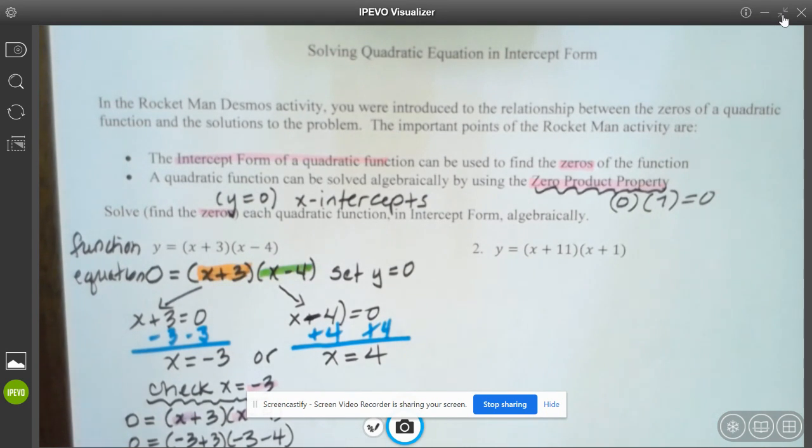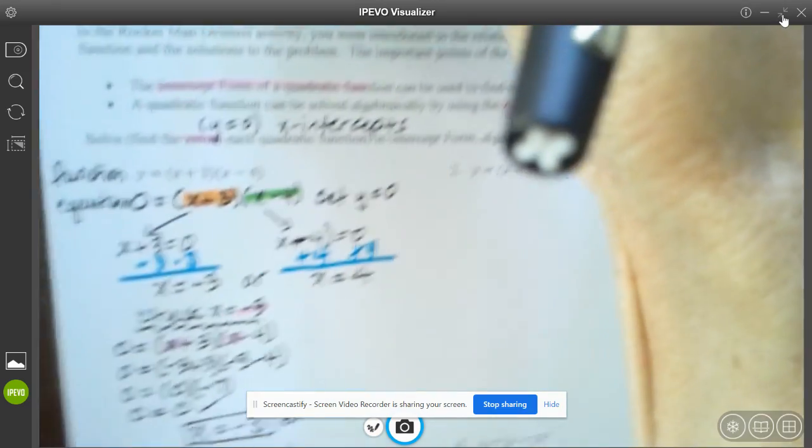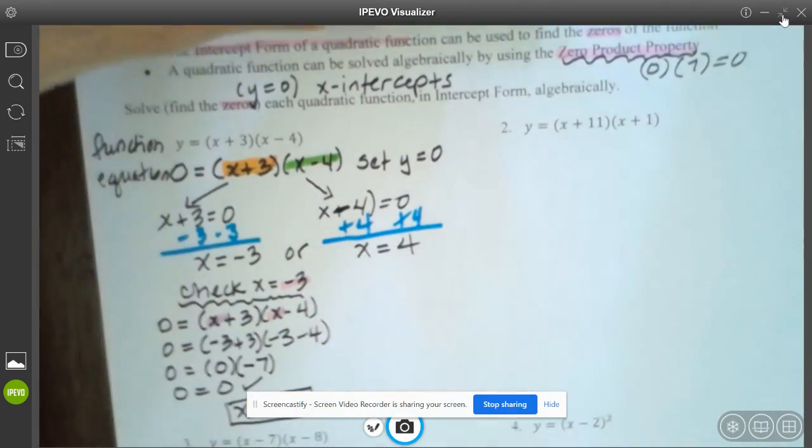So remember, the zero product property says if you have two numbers multiplied together and one of those numbers is 0, the answer is 0. So I proved out that x equals -3 is one answer. But in this case, we have two answers. And if you remember right, we would have had two x-intercepts.